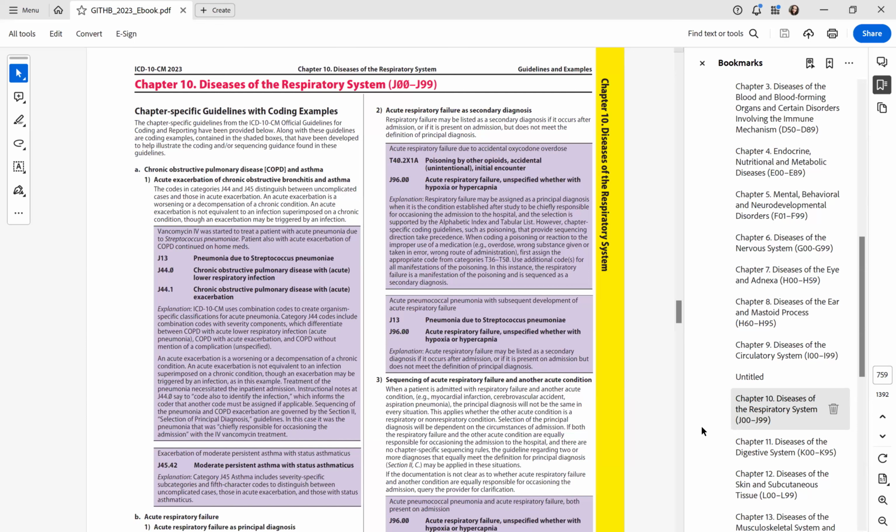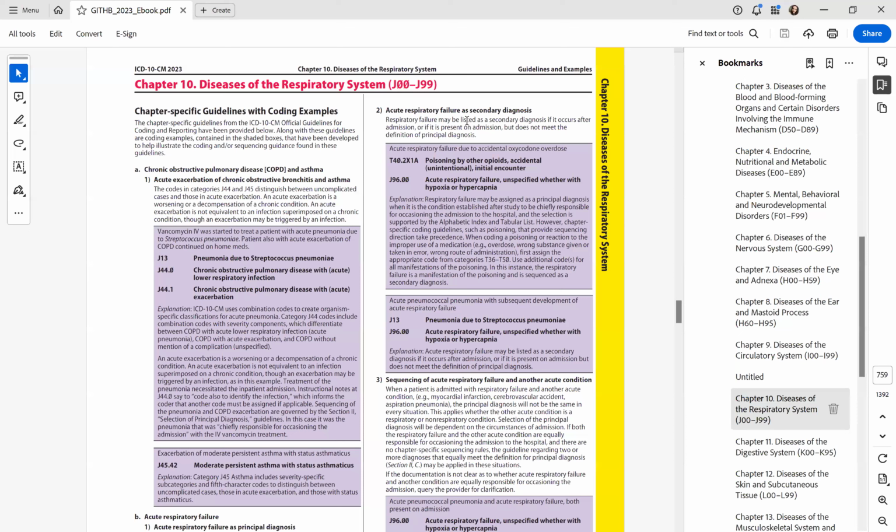You'll notice that each of these chapters have chapter-specific guidelines with some examples. You may want to familiarize yourself with some of these. For instance, this guideline here dealing with pneumonia and exacerbation. Exacerbation is one term that you will see from time to time when coding diseases of the respiratory system.